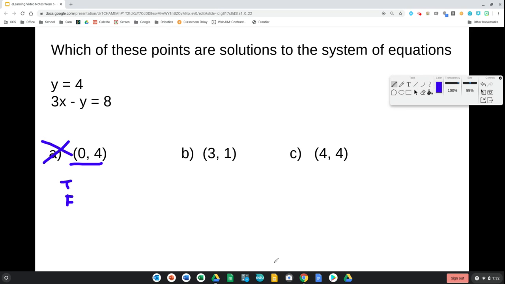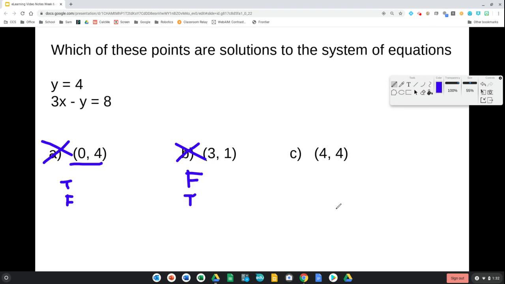Okay, what about 3 and 1? Is it a solution? When we plug it into the first one, it is not a solution, because we plug 1 in for y. It says 1 equals 4. That's false. At that point, we really don't need to try the second one, because we already know it's not going to be true for both of them. However, if we had tried the second one, it would have been true. But again, it doesn't really matter, because as long as one of them is false, it doesn't matter. So B is not a solution.